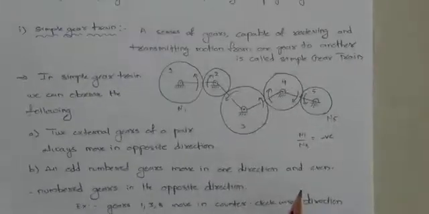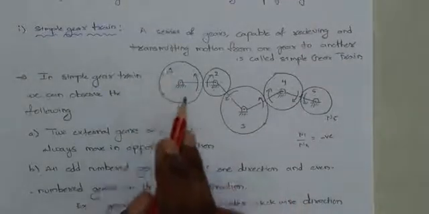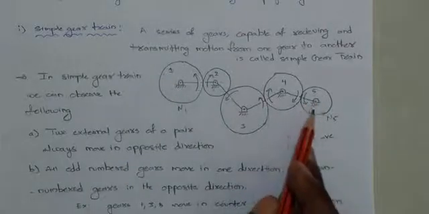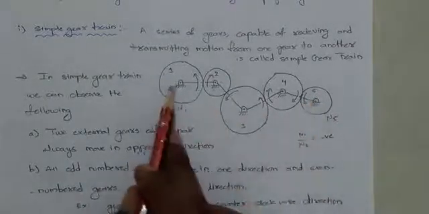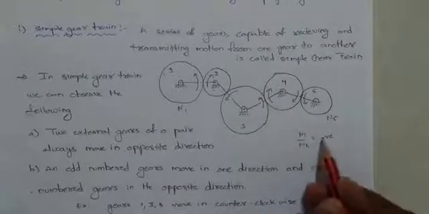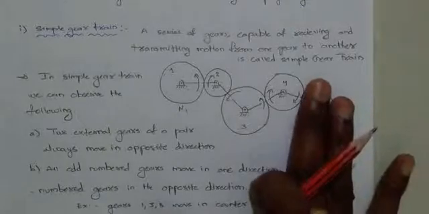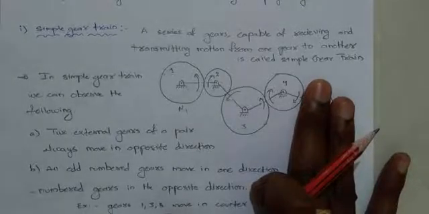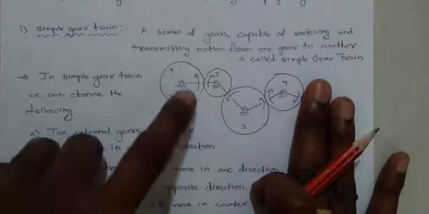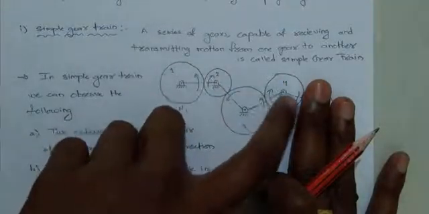For this particular diagram, you can see the input gear is rotating in the anti-clockwise direction and the output gear is also rotating in the anti-clockwise direction. That means these two have the same direction of rotation, so the speed ratio value here is positive. For example, if there is no fifth gear and we have only 4 gears, then this one is rotating in the anti-clockwise direction and this one is rotating in the clockwise direction.